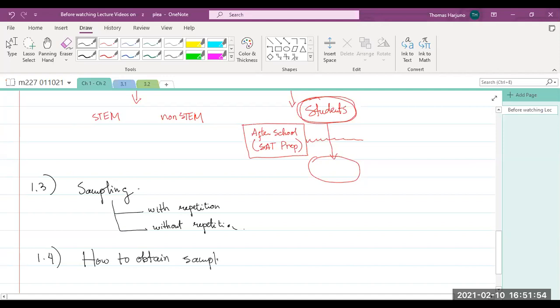Our textbook lists four ways, and only 3 of them are actually allowable. Okay, the first one is called stratified. You will see later on what stratified means. And then the second one, systematic.